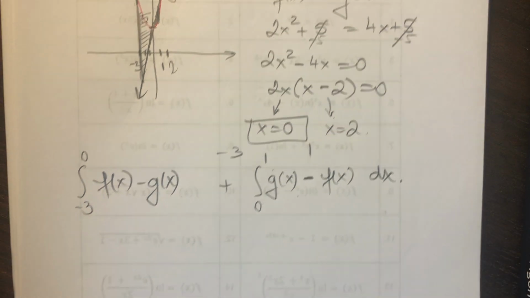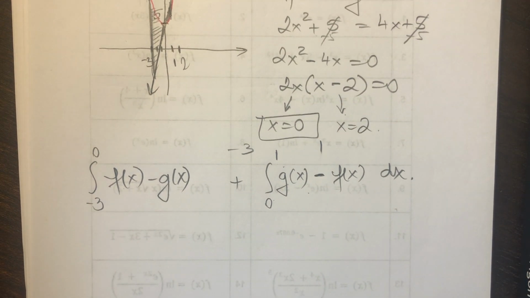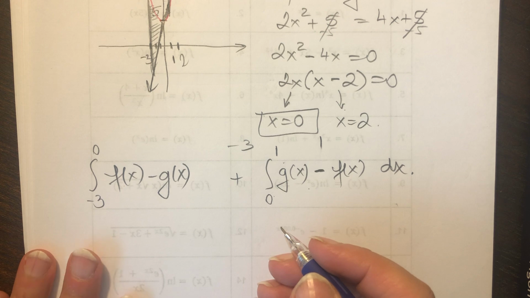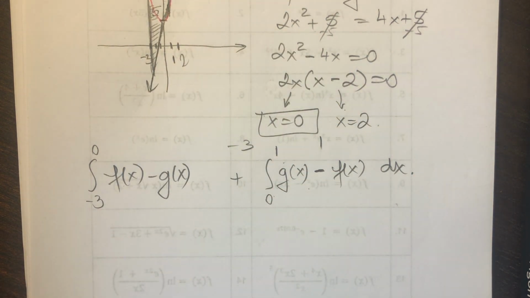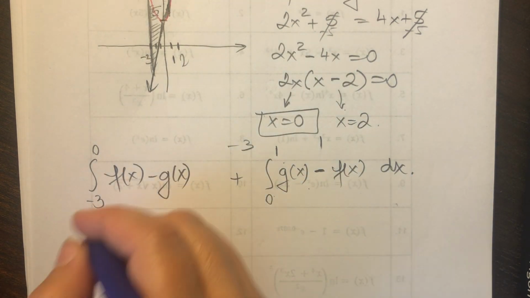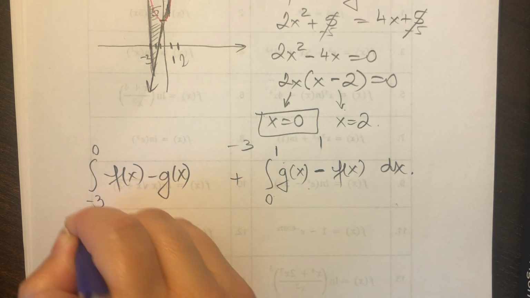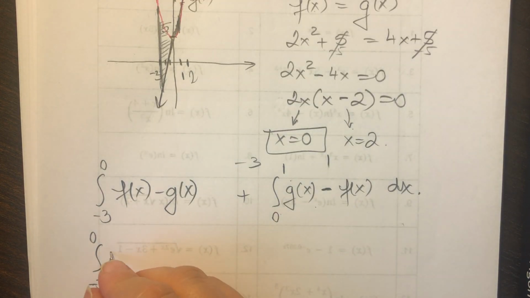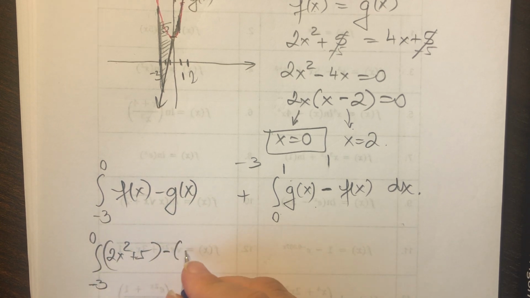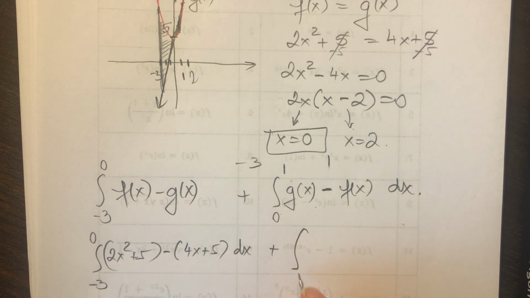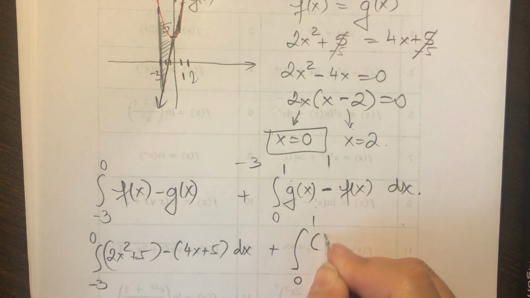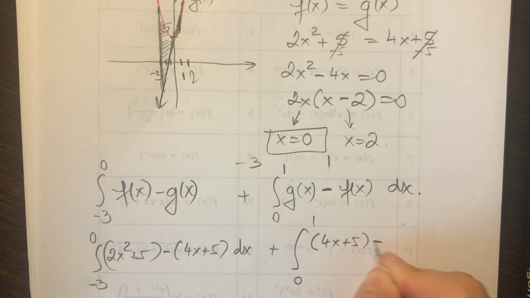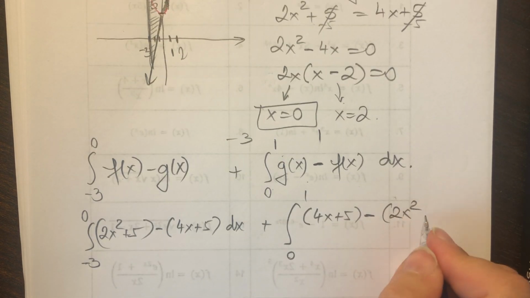Okay, but again, pictures are even faster maybe sometimes. So either one, right? Either you have a picture or you pick a test point. You don't need both. So between -3 and 0, the function f of x is 2x squared plus 5, minus the function g of x is 4x plus 5.